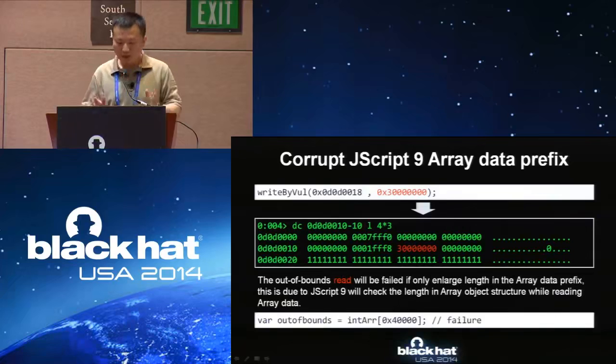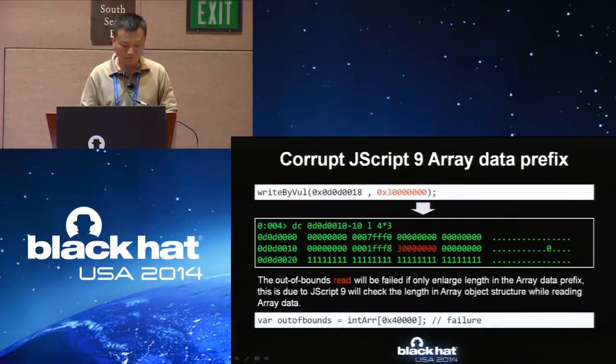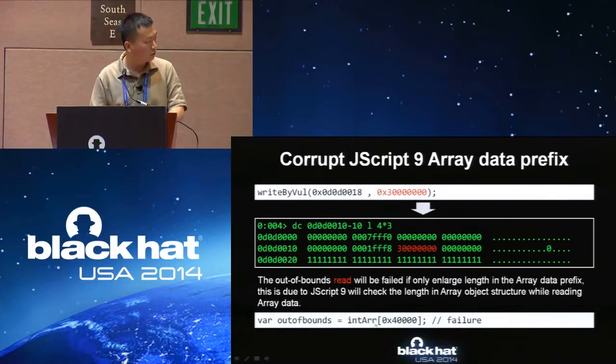Because JavaScript 9 will check those 3 lengths while reading array data. You can't just overwrite one of them. If we just overwrite this one and do out-of-bounds reading, it will fail.